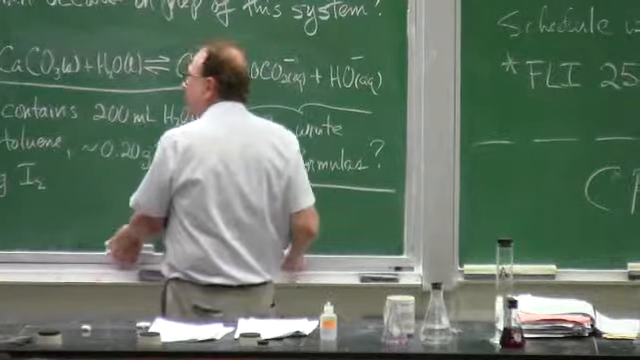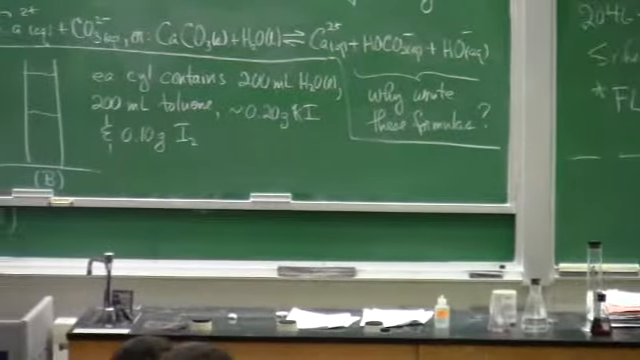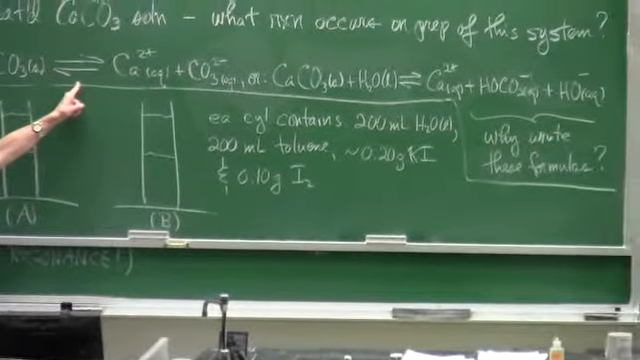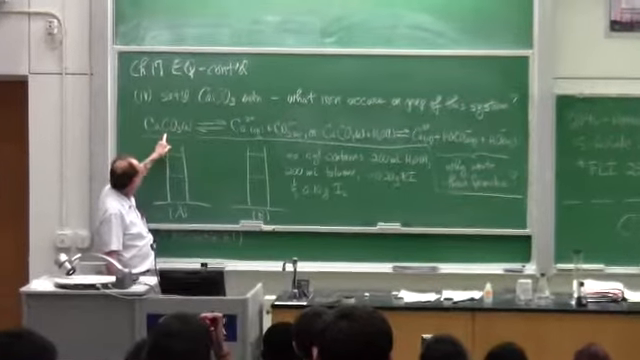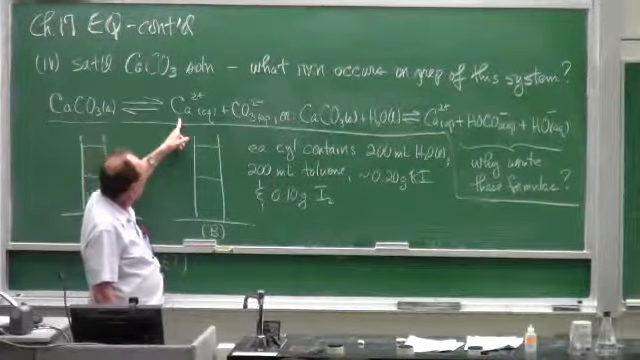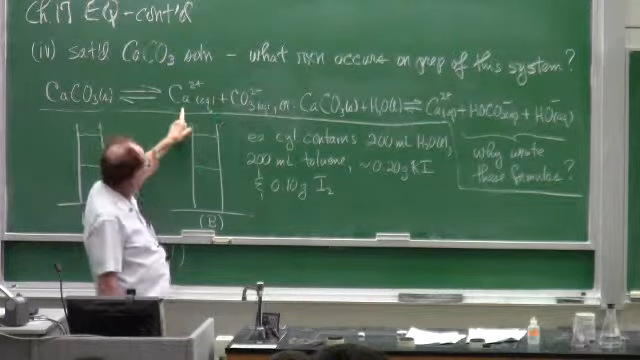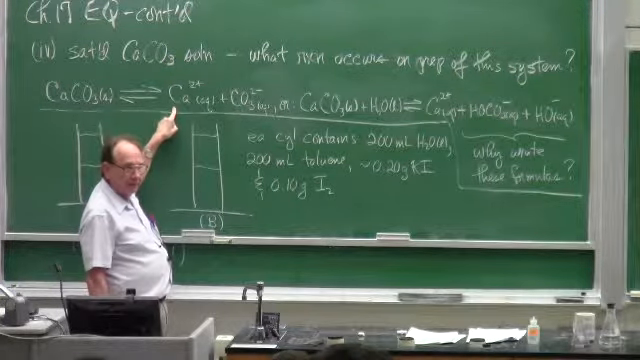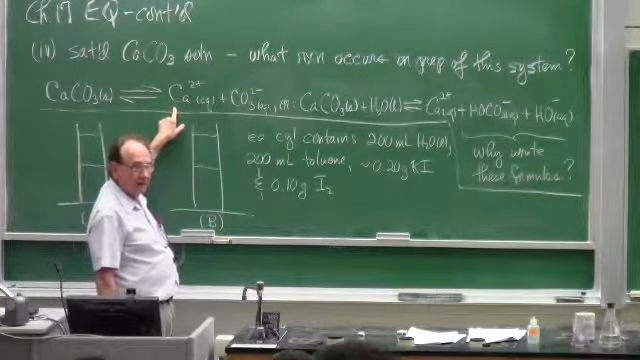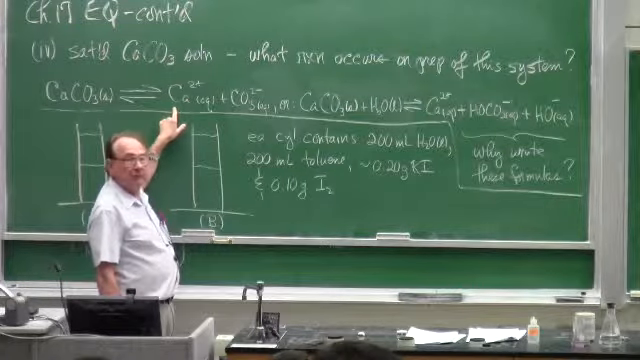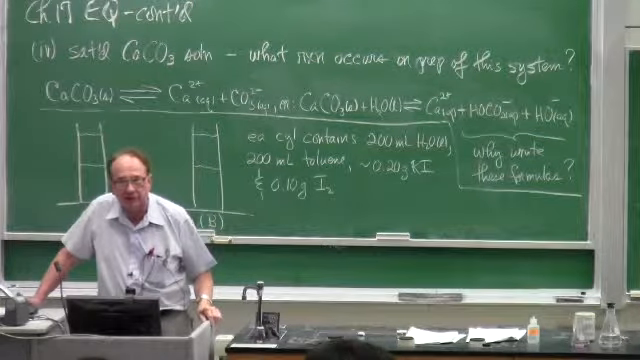So, I wrote on the board two equilibrium statements. This equilibrium reaction shows the establishment of equilibrium between solute calcium carbonate in water solvent with its component ions, calcium ion and carbonate ion. This equilibrium reaction is correct. It does correspond to saturating water with calcium carbonate. But this equilibrium reaction does not show the chemistry which we just discussed.